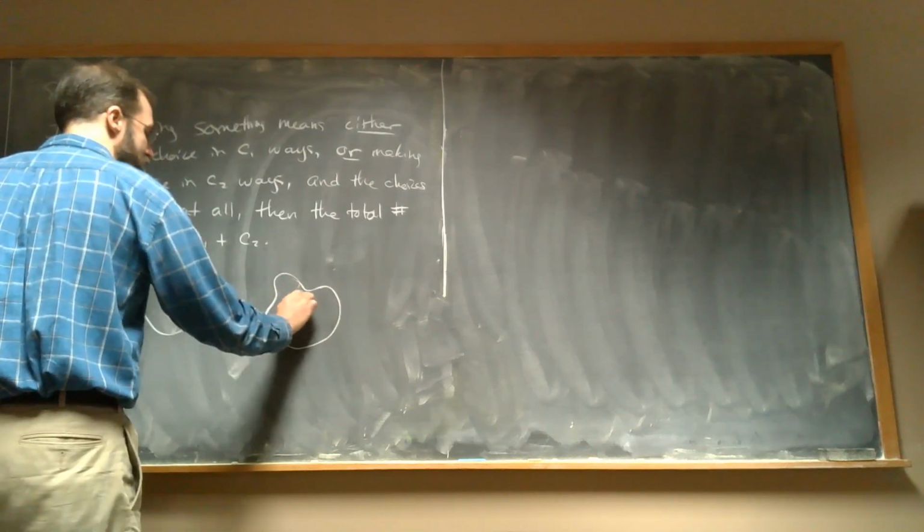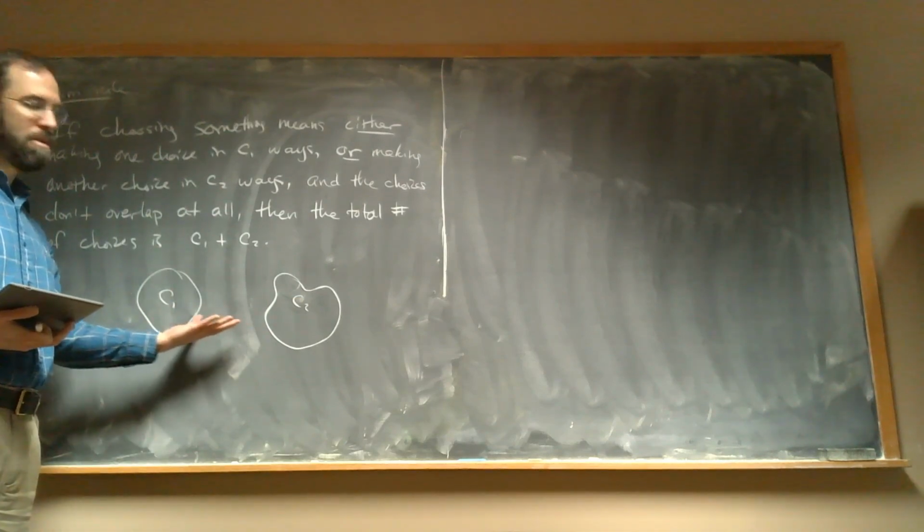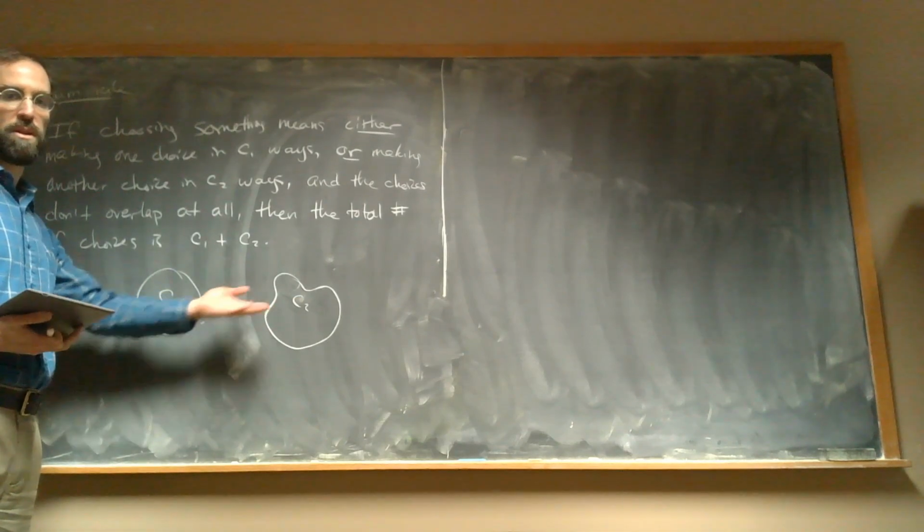Okay, so this is really saying, I've got some set of choices C1, and I've got some other set of choices C2, and they don't overlap at all. How many things are in both? Obviously, it's just the number in here plus the number in there.